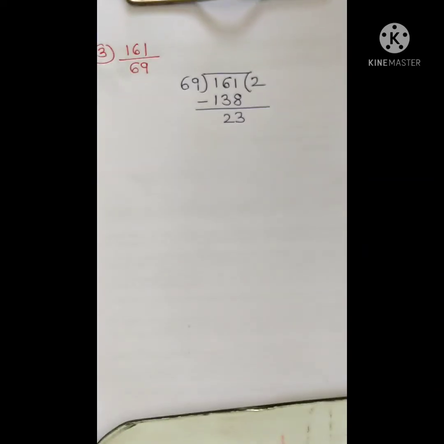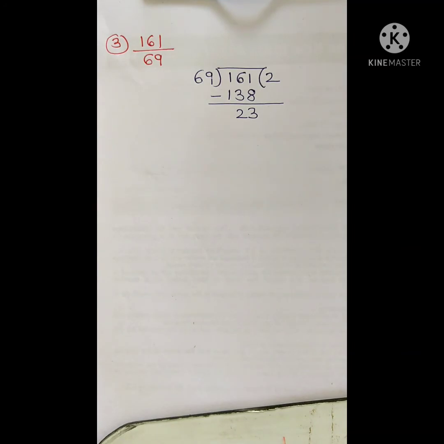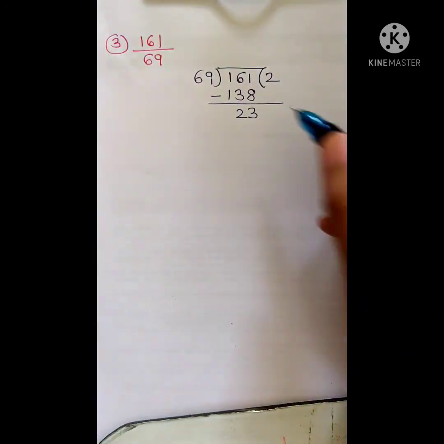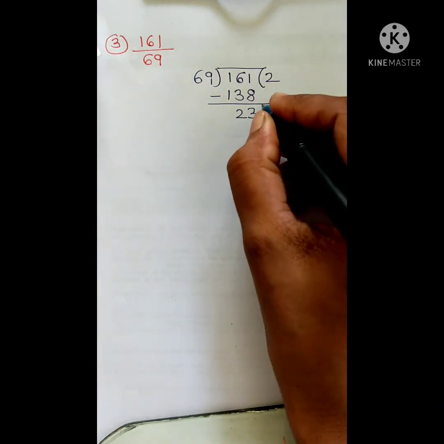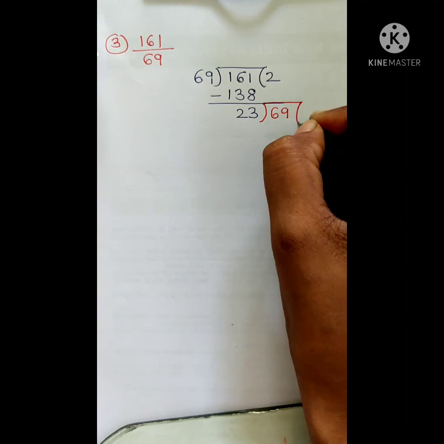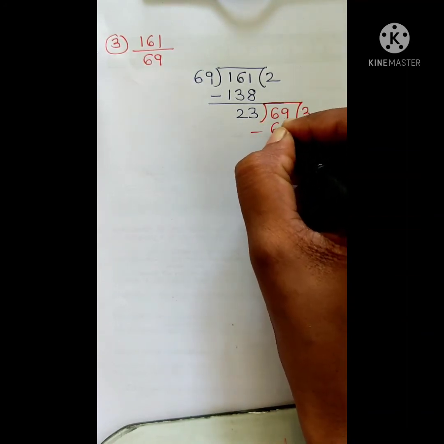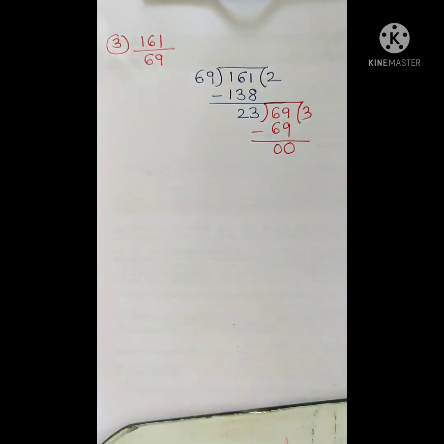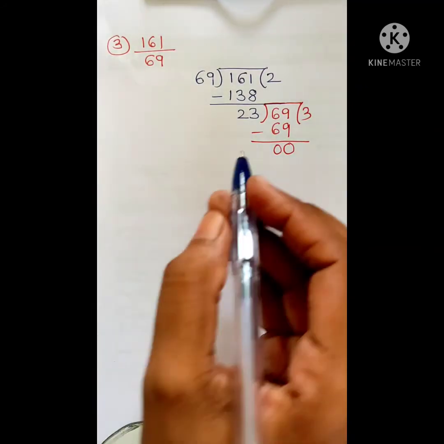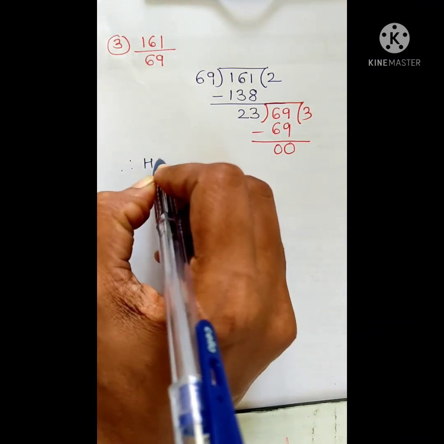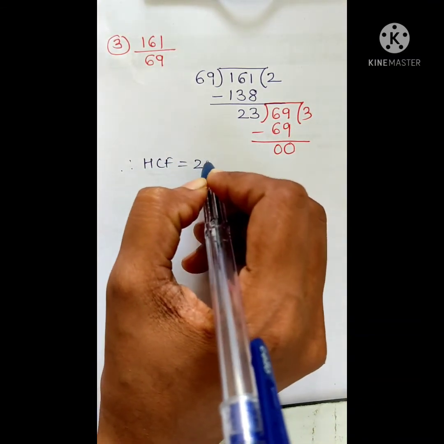Now the second step is divide the previous divisor by the remainder of this division. So this is the previous divisor. So this will be 69 and 23 threes is 69. So therefore what is the HCF? The divisor in the last step where the answer is 0 is the HCF. So therefore the HCF is 23.